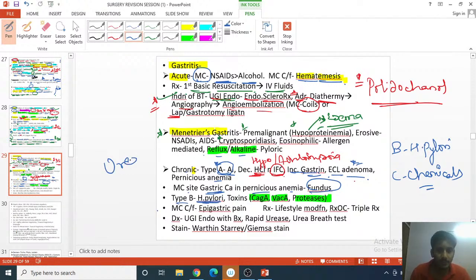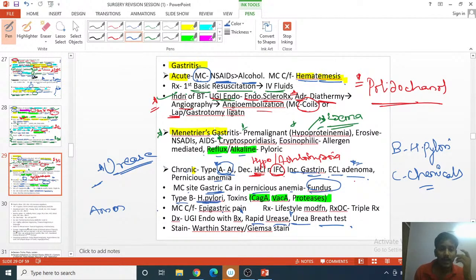It is your urease enzyme. Okay, so ये urease enzyme क्या करता है? It breaks down urea into carbon dioxide and ammonia. So remember please. Okay, so ammoniacal smell आएगी breath से. Please remember. So therefore we perform a urea breath test or a rapid urease test.